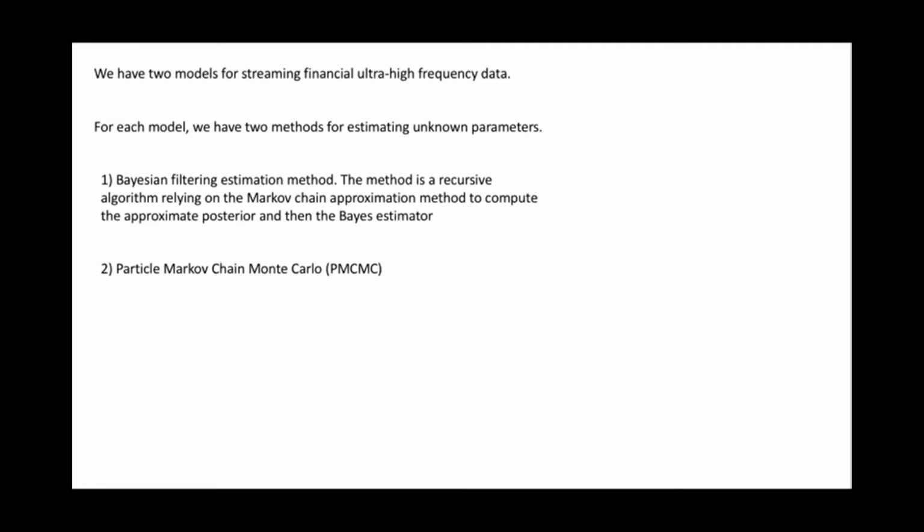The way people talk about the estimation method that this code had before we got started is that it's a Bayesian filtering estimation method. The method is a recursive algorithm relying on the Markov chain approximation method to compute the approximate posterior and then the Bayes estimator. And that's a calculation. This second method, the particle Markov chain Monte Carlo, it's a sampling problem.